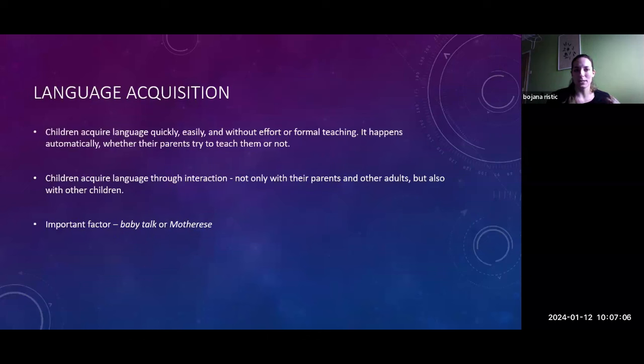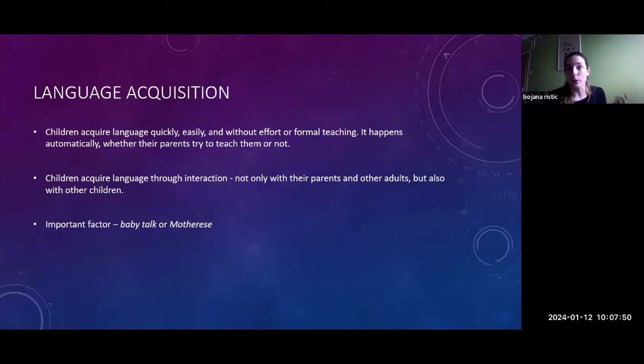Now, language acquisition is quick. It's relatively quick for a system that is so complex, a type of knowledge that is so layered. This is a very quick process. It is easy. And without formal teaching, right? Obviously, the parents do give some instructions. They would say, you don't say it like that, you say it like that, right? These corrections are something that is, let's say, not acquisition, but rather learning. This is why I said it's mostly unconscious. But this happens automatically, whether their parents are trying to teach them or not.